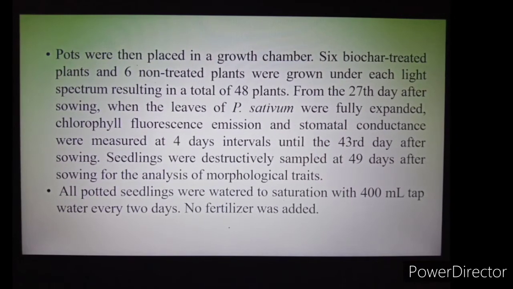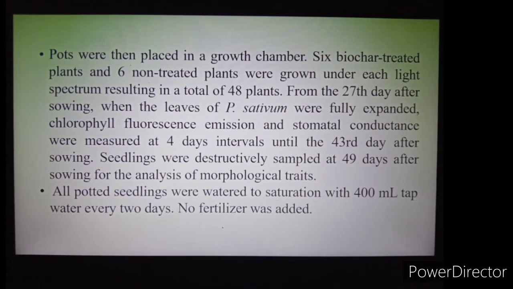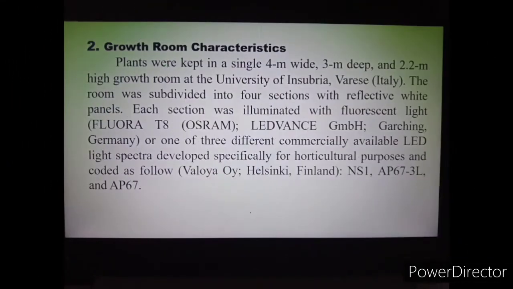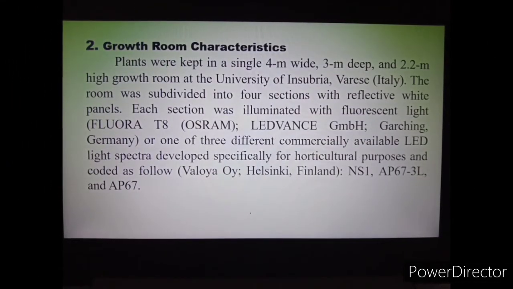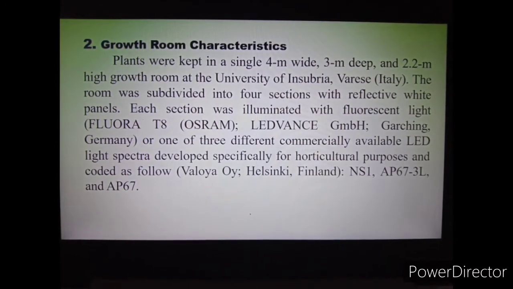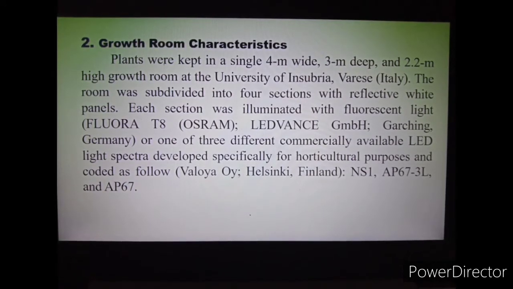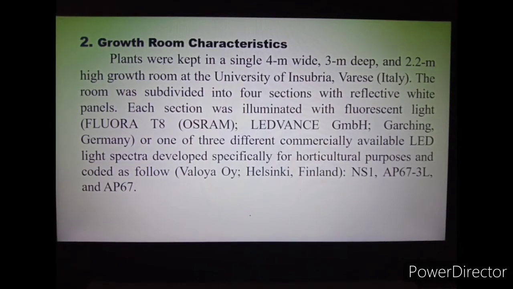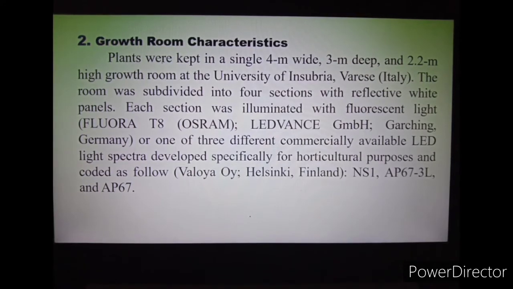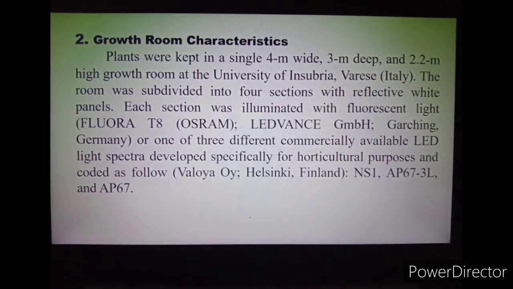All potted seedlings were watered to saturation with 400 milliliter tap water every 2 days. No fertilizer was added. For our second method, it is for growth room characteristics. Plants were kept in a single 4-meter wide, 3-meter deep, and 2.2-meter high growth room at the University of Insubria, Varese, Italy. The room was subdivided into 4 sections with reflective white panels. Each section was illuminated with fluorescent light.